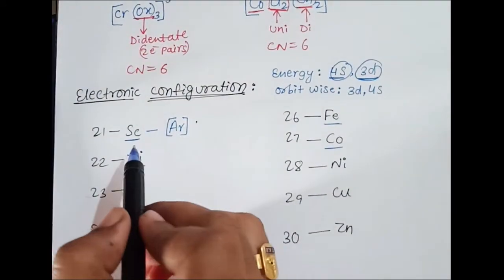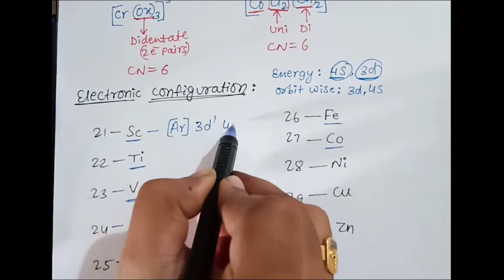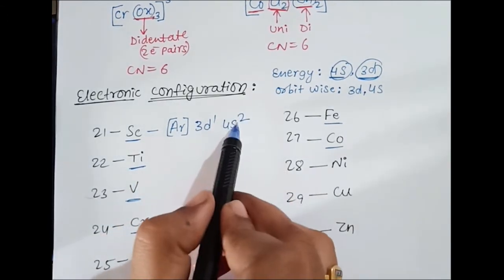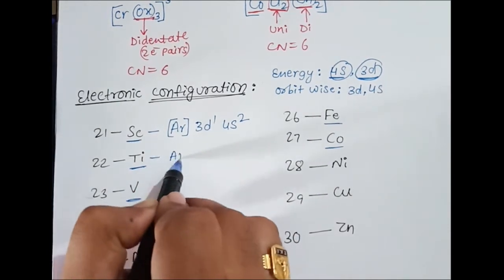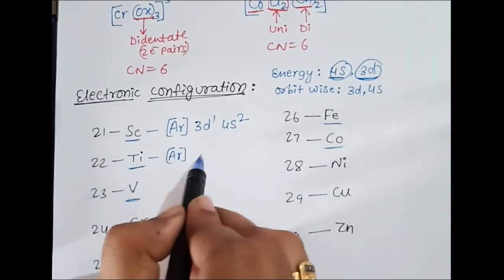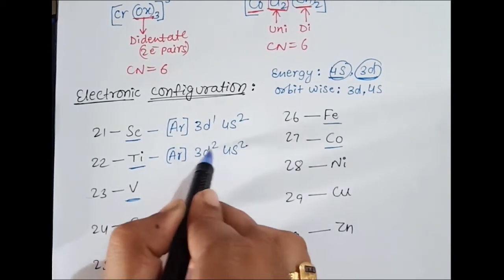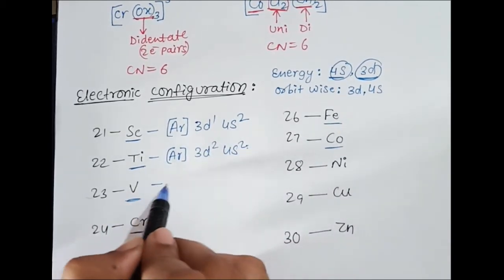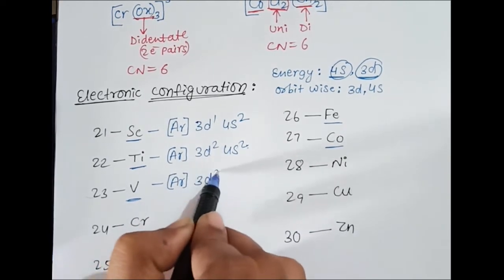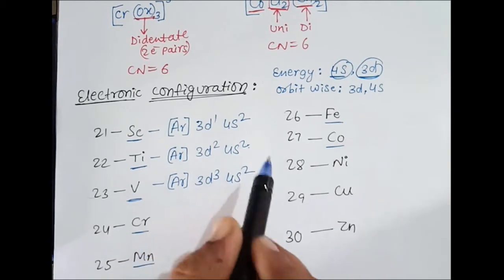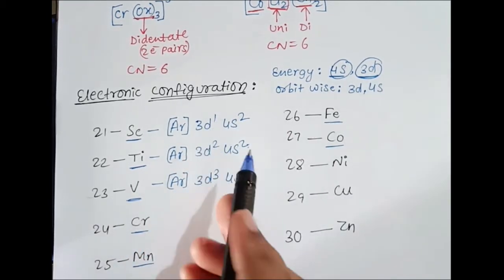So argon, here 21, what will come? 3d1, 4s2. If you can see, there is a magic: 21, 2, 1. Now argon, it is 22. What will come? 3d2, 4s2. 22, 2, 2. It is 23. What will come? Argon 3d3, 4s2. You can see the magic: 21, 22, 23.